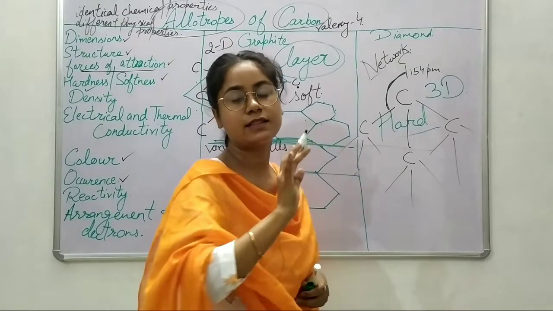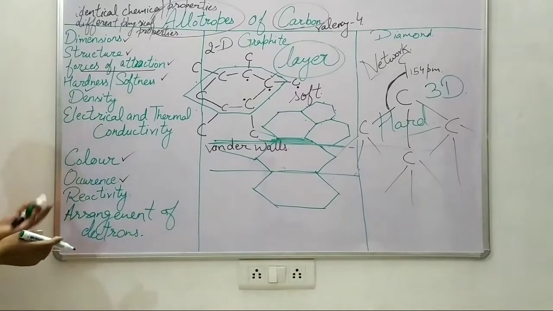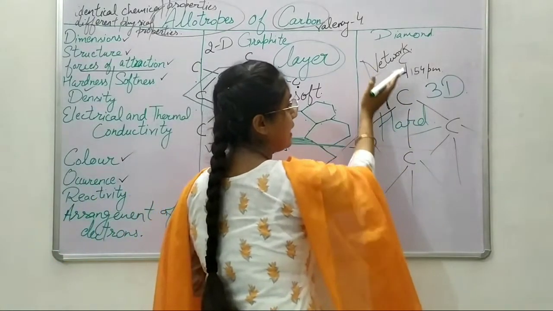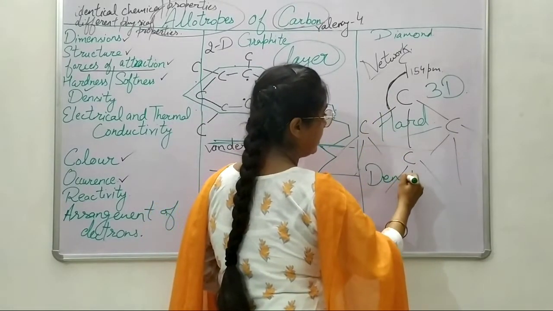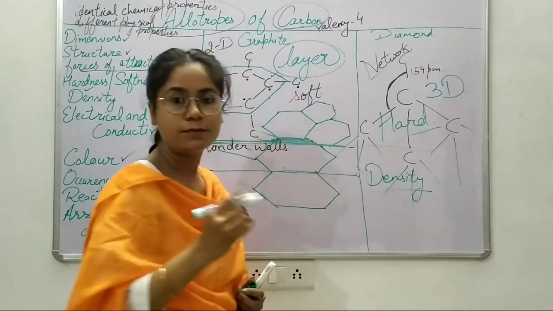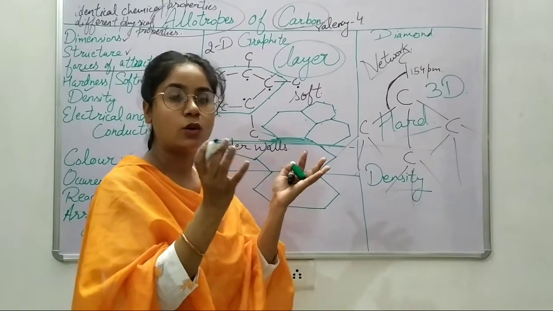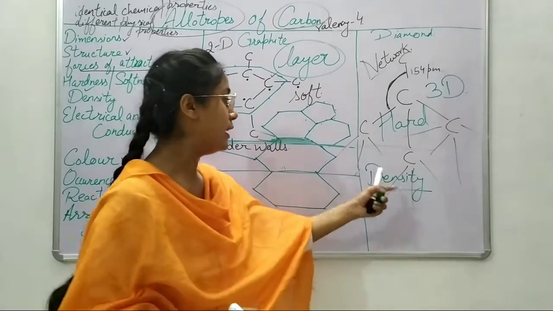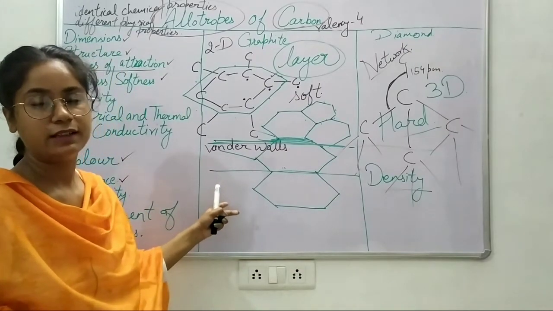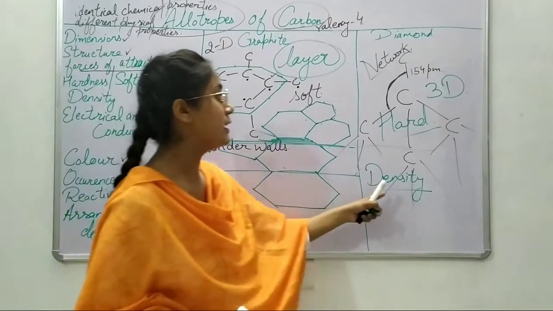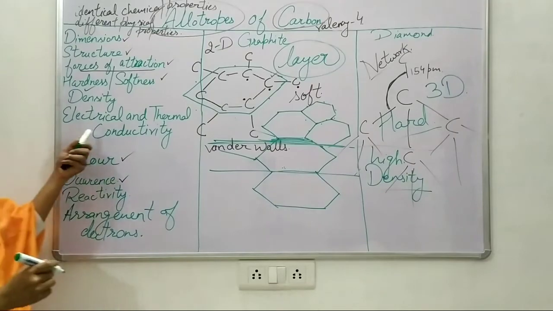It means it is the hardest element or hardest atomic structure discovered so far. Then it has high density. Of course, it has such a network of atoms around it, so its density is high. What is density? Presence of atoms or molecules in a closed, strongly attracted form, and this is found highly in diamond as compared to graphite. In graphite it is not found highly, so diamond has high density.